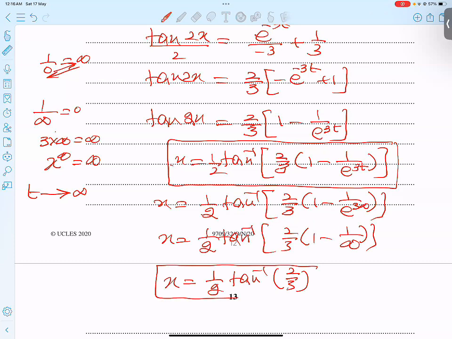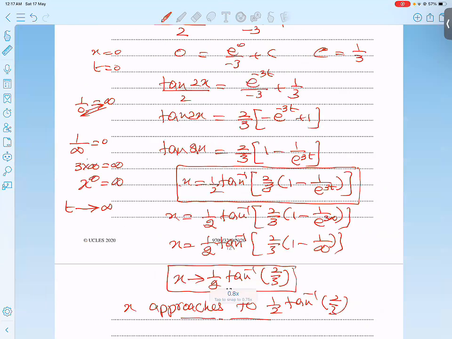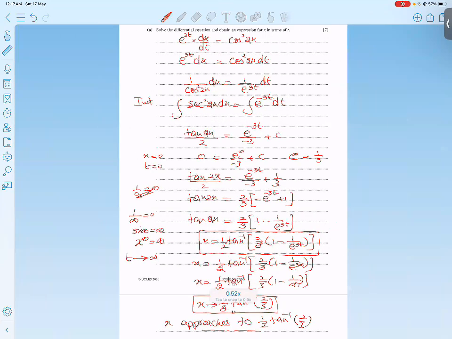So he asked us what happens to the x value. So you can say that x approaches to, because this is approaching infinity. So x approaches to, don't say equal. Don't say equal. Okay? X approaches to 1 over 2, tan inverse 2 by 3. I hope the concept of the question is completely clear.